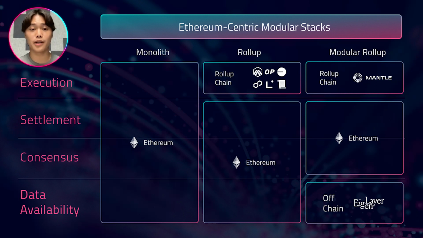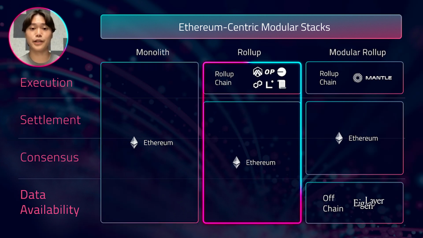So first we have the monolith, and this is the Ethereum mainnet or layer 1 in its original form. So this operates as a monolithic blockchain. This monolithic architecture grants maximum security, but it comes with the trade-off of high costs and limited scalability. This is why the Ethereum mainnet's transaction speeds have been pretty slow, averaging only 15 to 20 transactions per second.